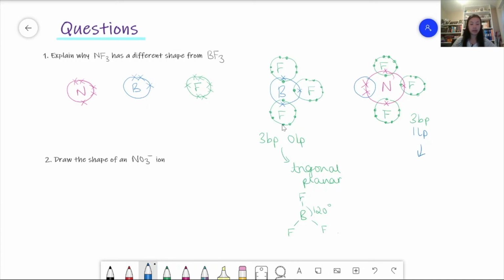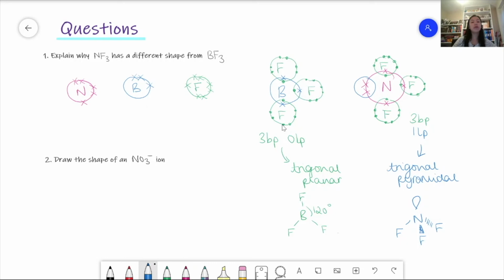And then this one is 3 bonding pairs and 1 lone pair. So this would be trigonal pyramidal. So this looks like this. So it's got nitrogen in the middle, and then the fluorines, and this is a 3D one. So that's when we draw these symbols. And then we have the 1 lone pair here.